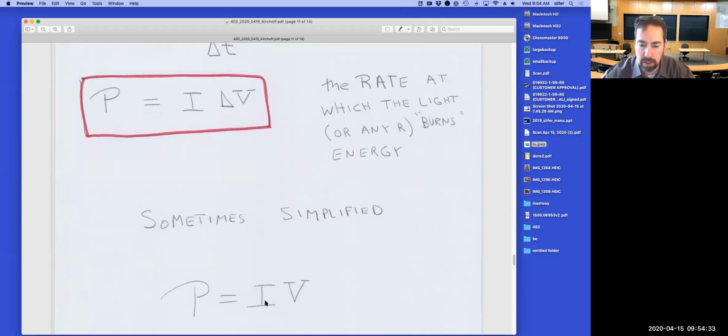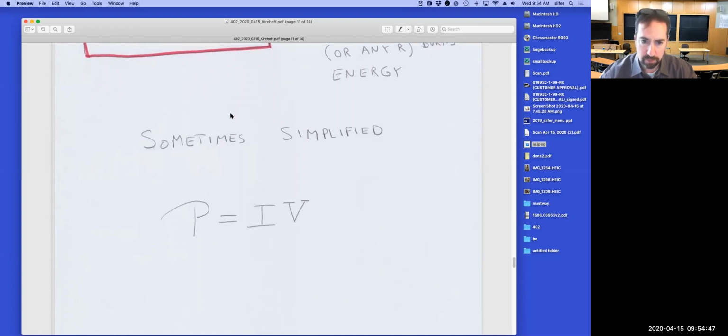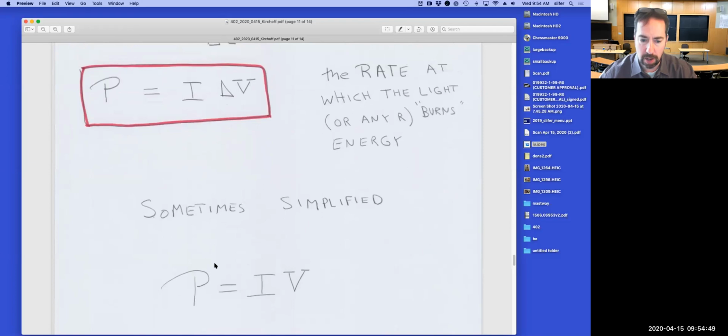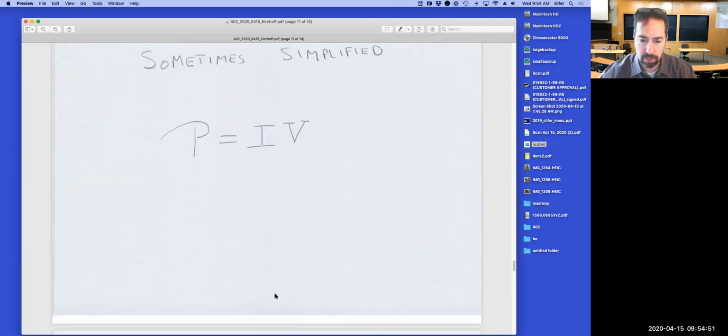It's a cleaner notation, but it's sloppier in the sense that we always know that what matters is a change in potential, not the absolute value of potential. It's the potential difference across the battery, that kind of thing. So sometimes that delta is dropped and we have P equals IV.